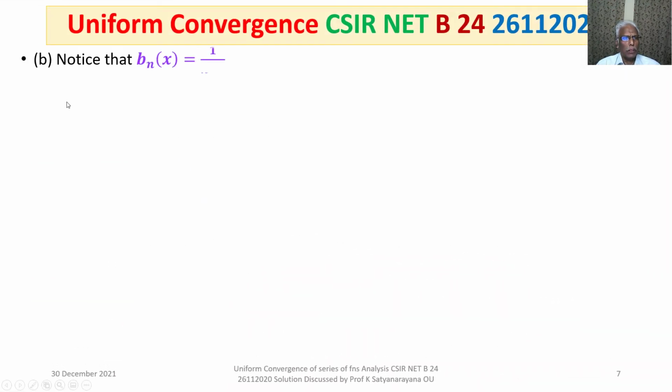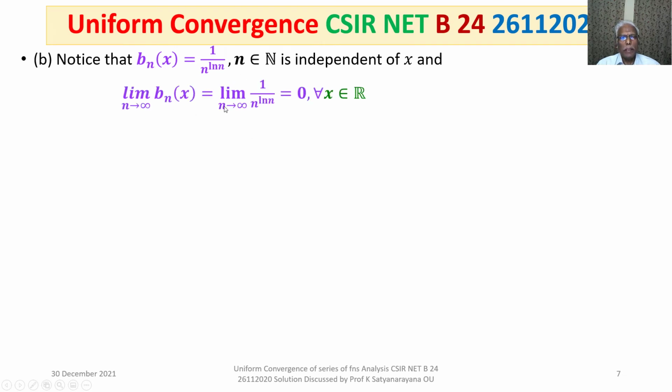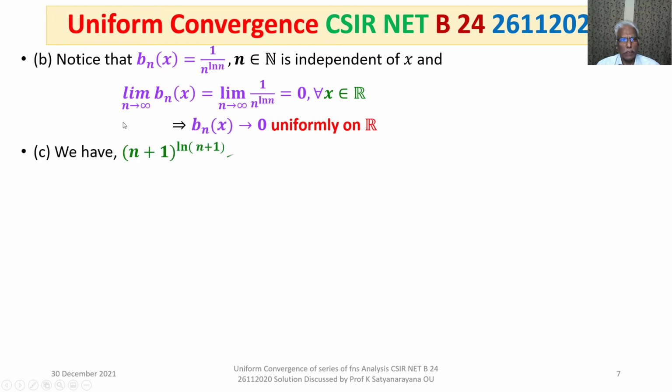Now let's get into condition 2. Notice that b_n(x) is equal to 1 by n power log n to the base e, ln n, n belongs to N. And note that this is independent of x. The limit as n tends to infinity of b_n(x) is the limit as n tends to infinity of 1 by n power ln n, which is 0 and holds good for all x belongs to R. So b_n(x) tends to 0 for all x belongs to R. Therefore, b_n(x) tends to 0 uniformly on R. That's the second condition satisfied.